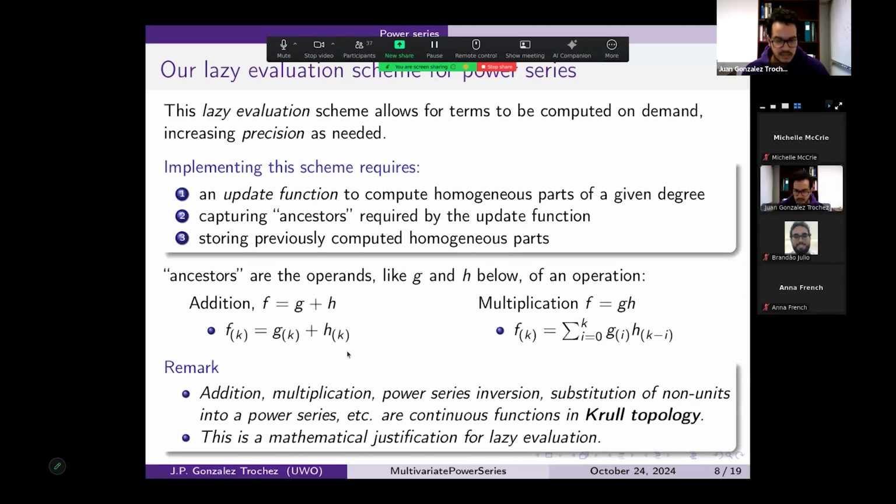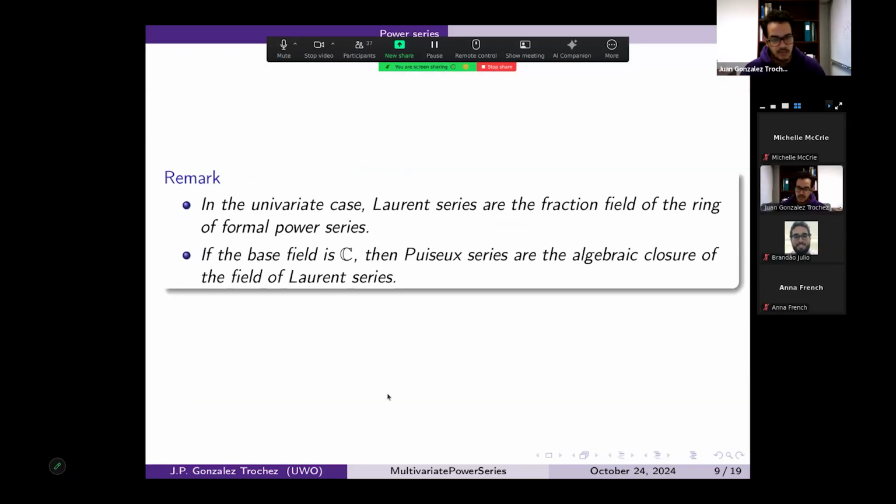As a first remark, I would like to mention that addition, multiplication, and power series inversion, among others, are continuous functions in the Krull topology. This is just a mathematical justification of why lazy evaluation works for the MultivariatePowerSeries package. As a second remark, in the univariate case, Laurent series are the fraction field of the ring of formal power series. Furthermore, if the base field is C, then the Puiseux series are the algebraic closure of the field of Laurent series.